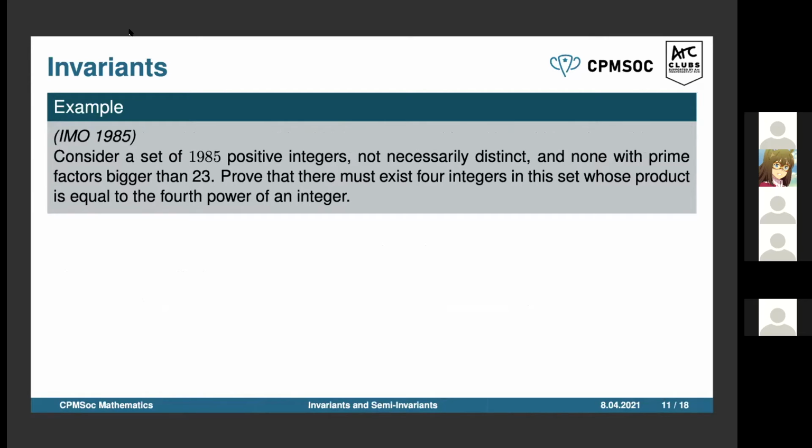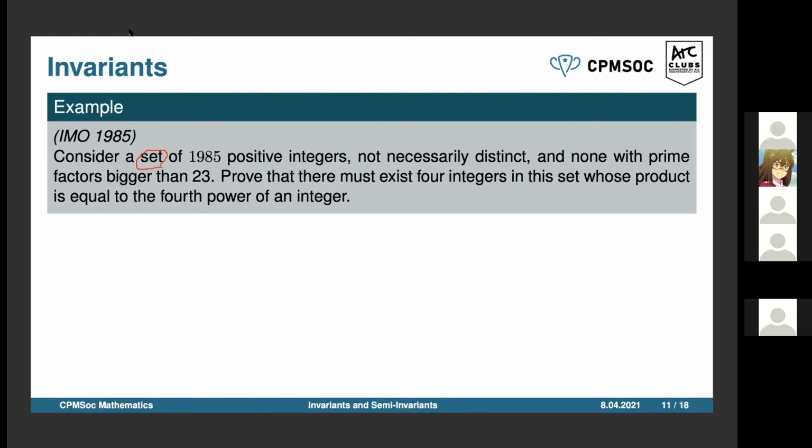So this is a number theory question that again uses invariant techniques. We have a set of 1,985 positive integers, not necessarily distinct, so some of them can be equal. It's not quite a set by its usual definition, because you can have repeated elements. And none of these positive integers have prime factors greater than 23.